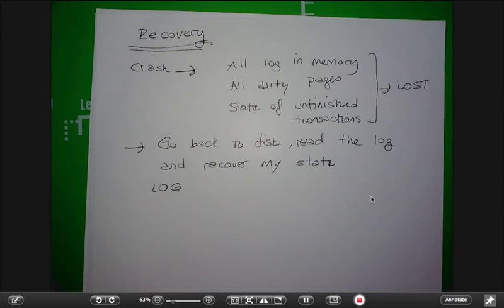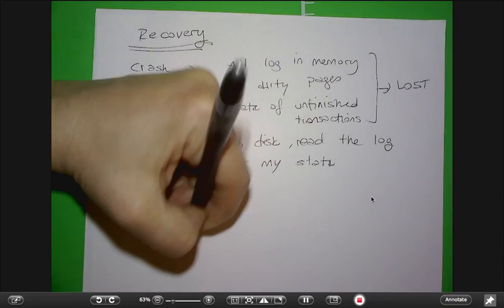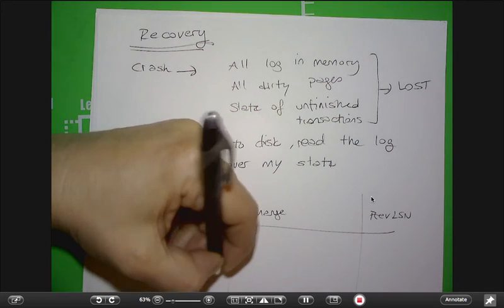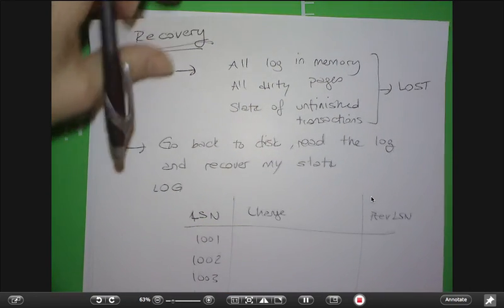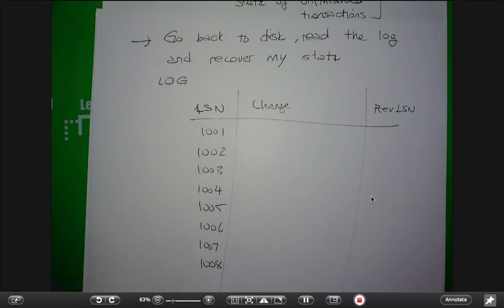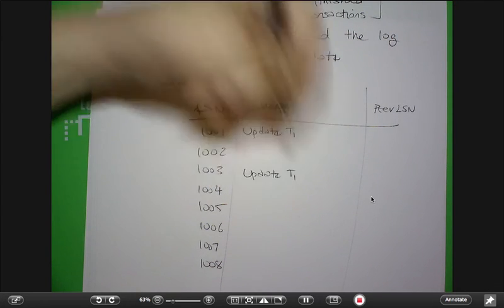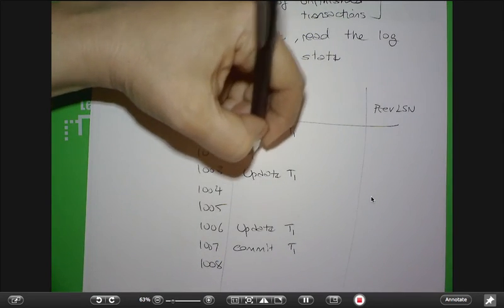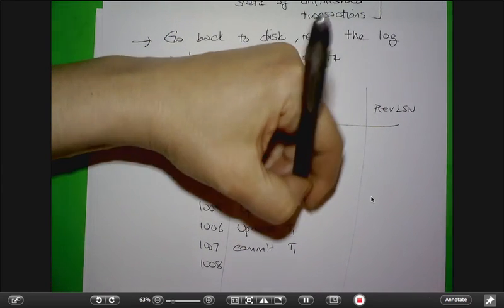So we said that the log contains many different things, right? It will have many records, and it will be things like update T1, update T1, update T1, update T2, update T3.